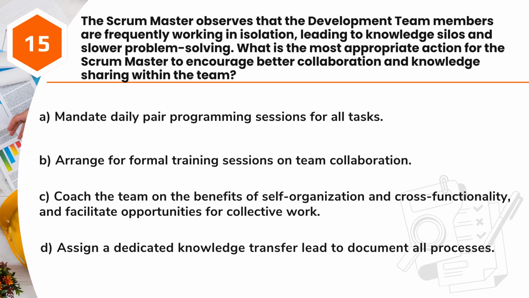Question 15. The Scrum Master observes that the development team members are frequently working in isolation, leading to knowledge silos and slower problem solving. What is the most appropriate action for the Scrum Master to encourage better collaboration and knowledge sharing within the team? A. Mandate daily pair programming sessions for all tasks. B. Arrange for formal training sessions on team collaboration. C. Coach the team on the benefits of self-organization and cross-functionality and facilitate opportunities for collective work. D. Assign a dedicated knowledge transfer lead to document all processes.